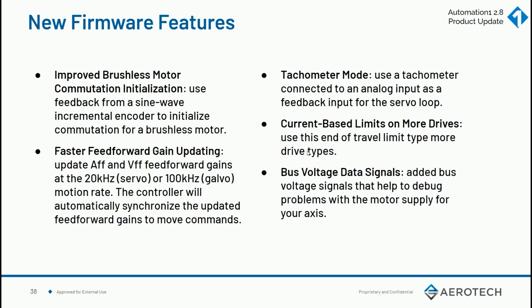We also now include tachometer mode, so you can use a tachometer connected to an analog input as a feedback input for the servo loop. We also now include current-based limits on more drives. This is an end of travel limit type that will detect a current spike and treat it like a limit switch. We also now have bus voltage data signals. We added bus voltage signals that help to debug problems with the motor supply for your axis. See the release notes for more information.